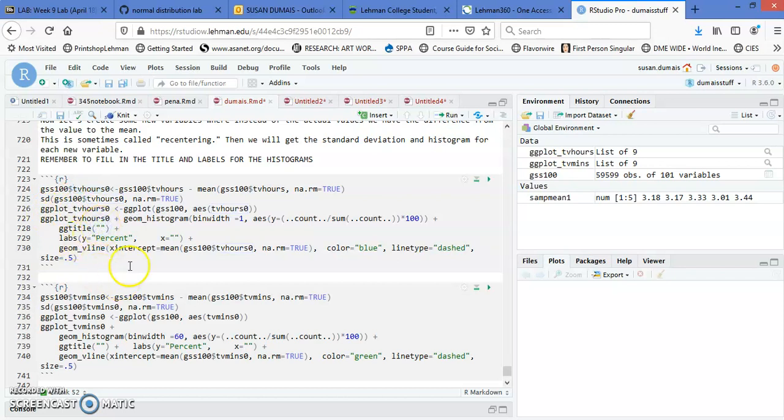So, title, distribution, did I spell that right? Distribution of centered TV hours. Again, centered TV hours.